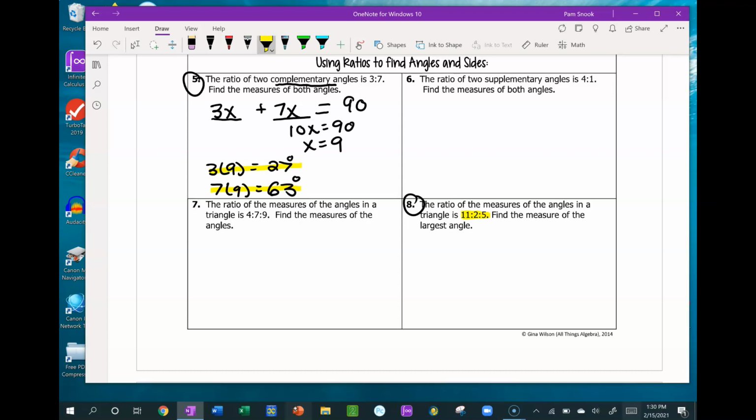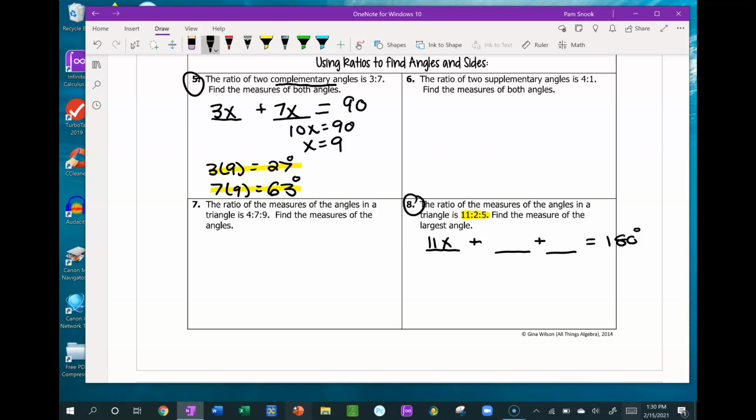And the ratio of the measures of the angles of a triangle is 11 to 2 to 5. Find the measure of the largest angle. Well, think back to the triangle sum theorem. We know that the three angles in a triangle are going to add up to 180 degrees. And then use the ratios as your coefficients.